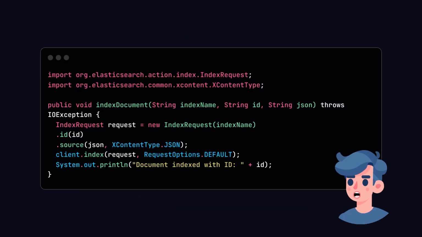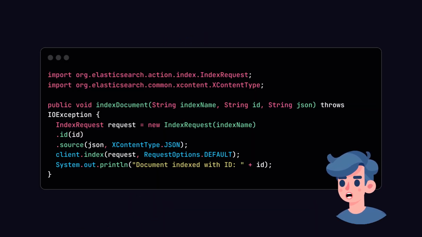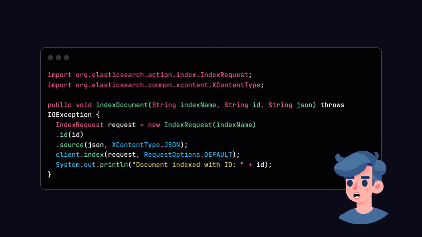Now that we have created an index, let's move on to indexing documents. We can index documents in Elasticsearch using the IndexRequest class. Add the following method to index a document in our ElasticsearchExample class.